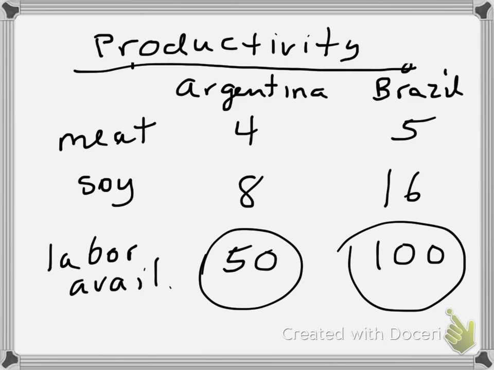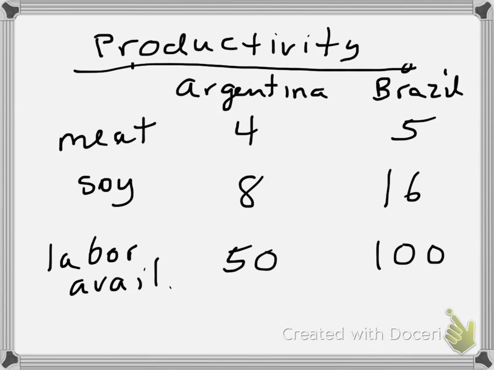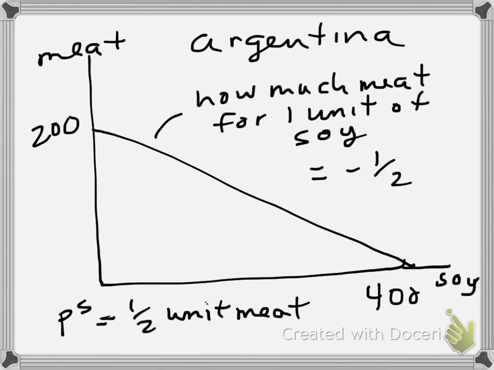So in Argentina, one laborer can make 4 tons of meat. So there's 50 laborers, so they can make 200 tons of meat. One laborer can make 8 tons of soy. So if all the 50 units of labor in Argentina are making soy, they can make 400. So that's where we get these numbers from, for drawing the production possibility frontier.